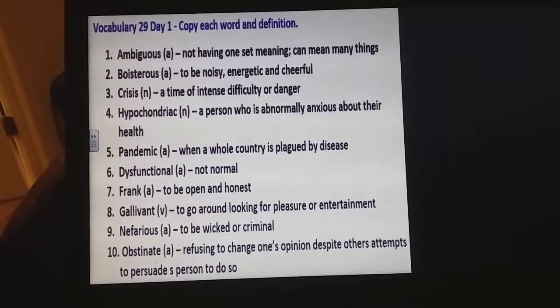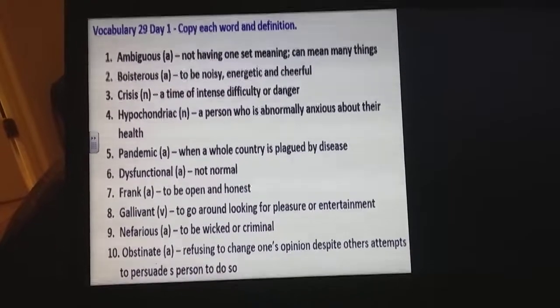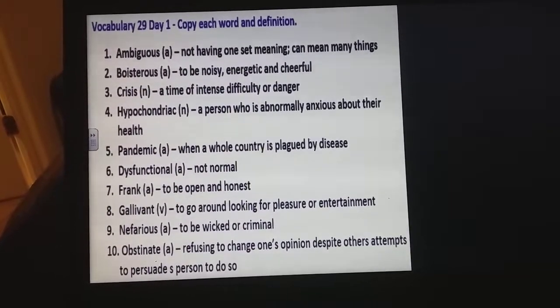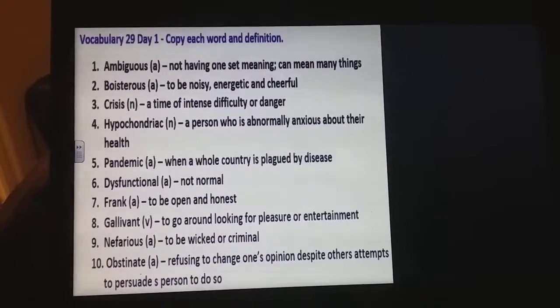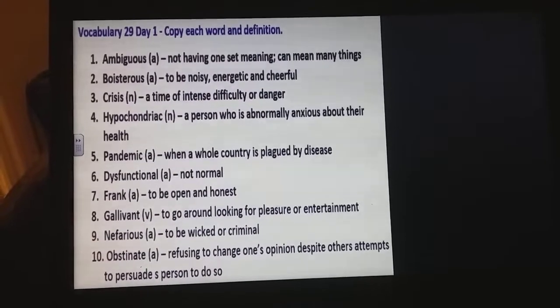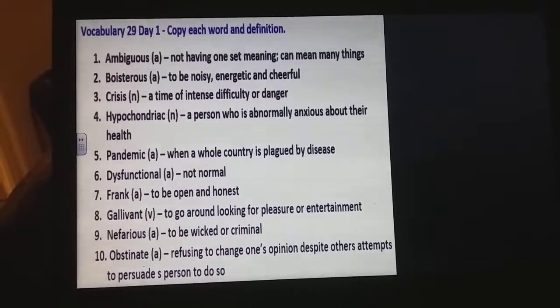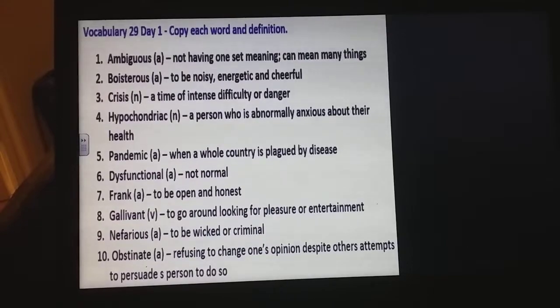All right, your instructions for Vocabulary 29 Day 1 is to copy each word and definition. Now, of course, in your case, you're just going to go to assignment number 1 and type in the definition. Let's go ahead and jump right in.